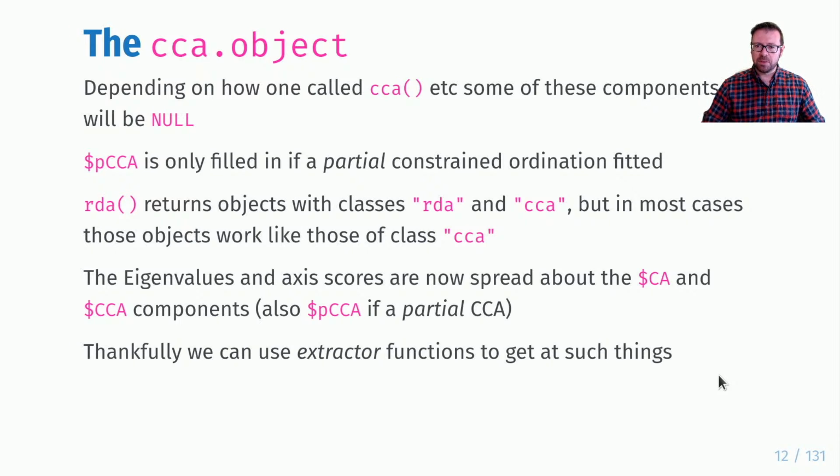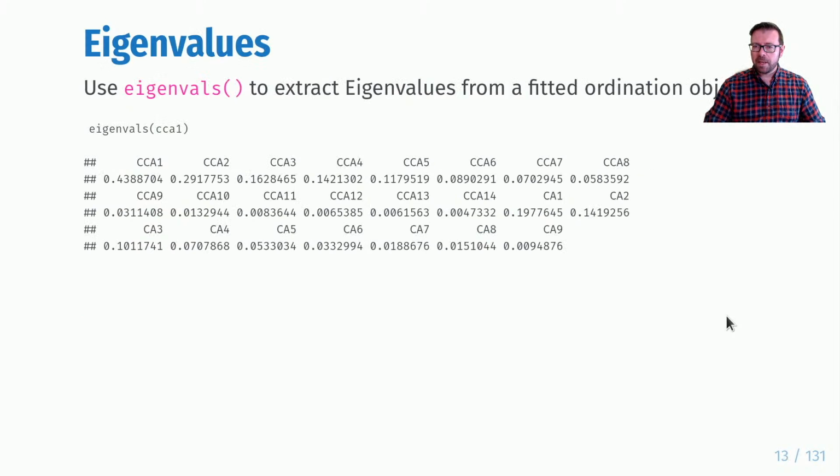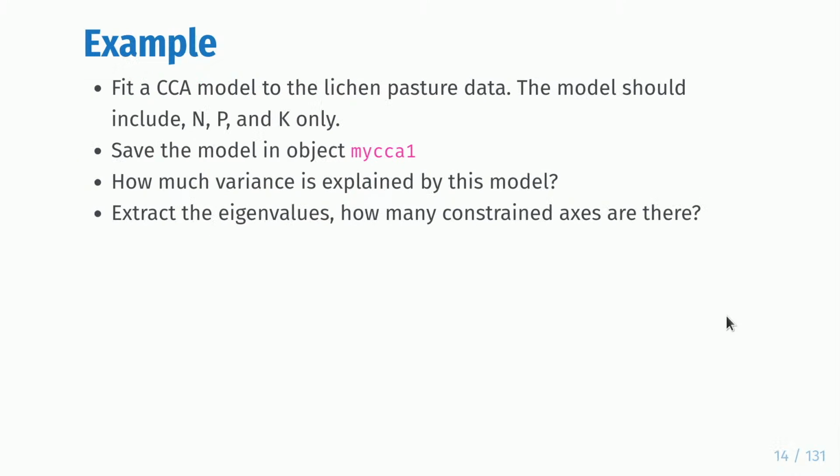So basically I've said most of this stuff here. Eigenvalues and the axis scores are spread out between these different components, and we have an extractor function that will allow us to extract this information much more easily if you want to get out the scores or the eigenvalues. So if you want to get all those eigenvalues out, since only some of them were printed before, the eigenvals function can be used to extract those eigenvalues. And there's an argument in here that you can control what you extract, whether you're extracting them from the constrained part or the unconstrained part, for example.